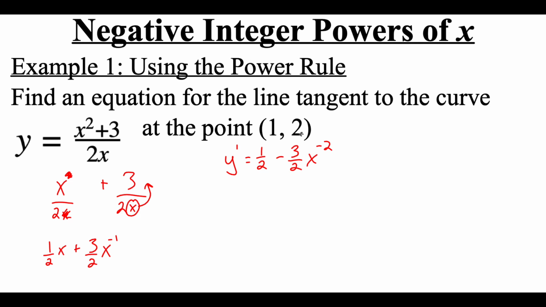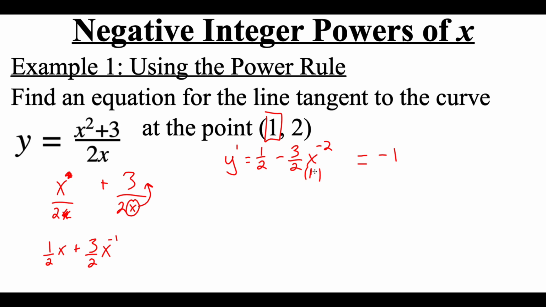Now we're looking at a specific point. We're looking at the point (1, 2). So what I can do here is I can take this x value, and now that I know the derivative, if I want to find the slope specifically at the x value of 1, I would just plug in 1 here for my x value. Now if I take 1 and raise it to the negative second power, it's still going to be 1. So we'd get 1/2 minus 3/2, which ends up just being -1. So the derivative of y at 1 is -1.